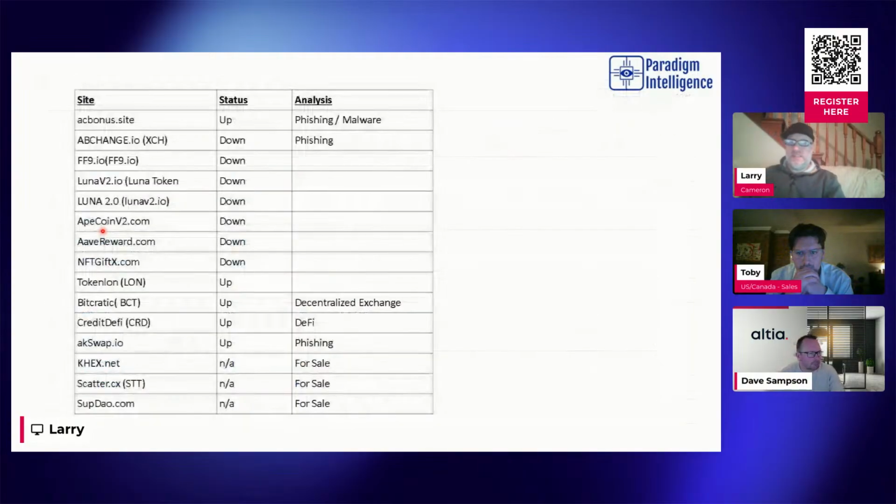Now here I did a little chart. I was going through them one by one. Phishing, malware, it was up. Phishing, this one, Bitcratic, a decentralized exchange. So you're seeing how they're laundering through the decentralized exchanges. You don't need to do KYC, so they don't know who you are. So you're swapping one for another. Again, this one, Credit DeFi, is another decentralized exchange. AK Swap. We'll go through these.